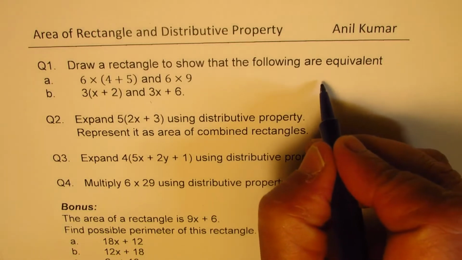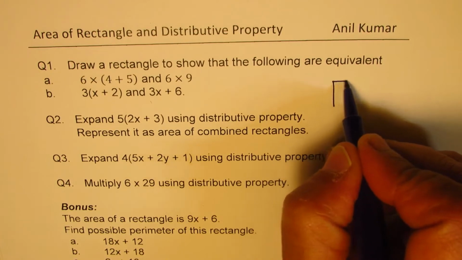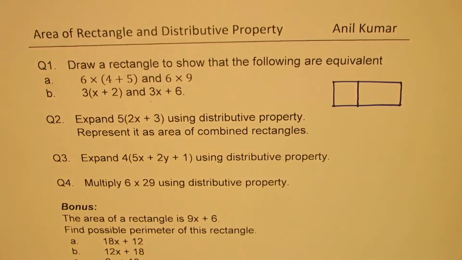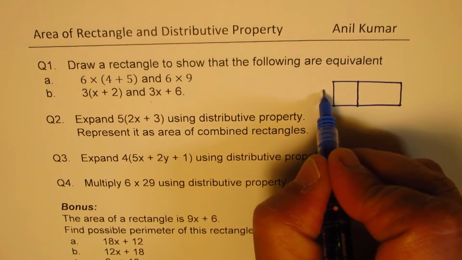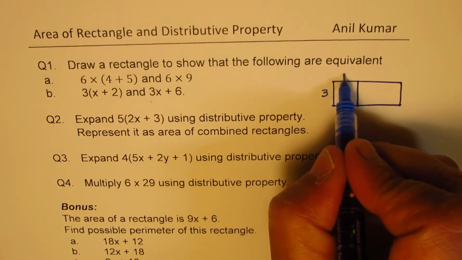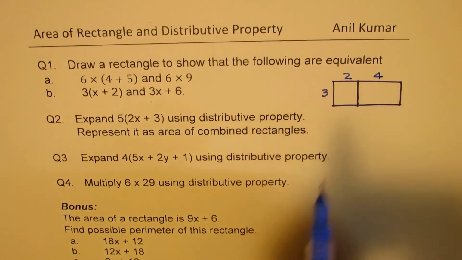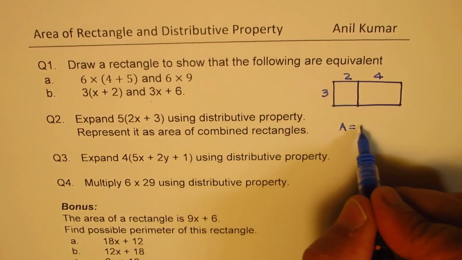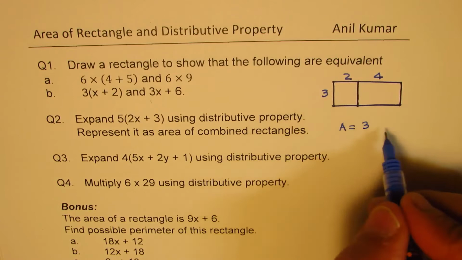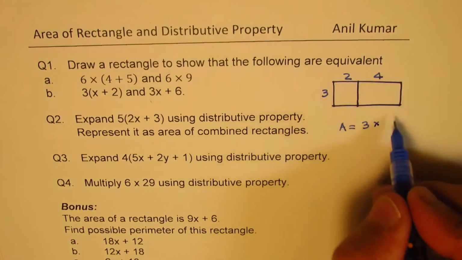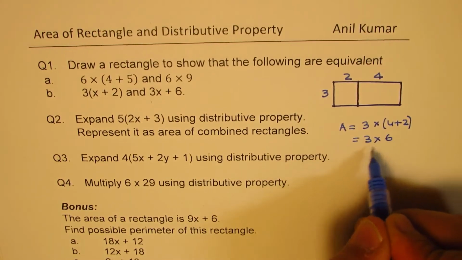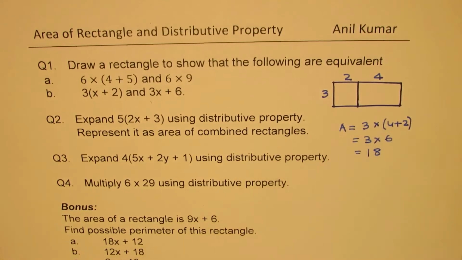One is that if I'm going to multiply something, let's say we have a rectangle here, right? So if in this rectangle we have one side as, let's say 3, right? The other side is, let us say 2 and 4, correct? So in that case, area of the rectangle is equal to what? Area is length into width, right? So 3 times 4 plus 2, which is 3 times 6, which is 18. That is one way of doing it.